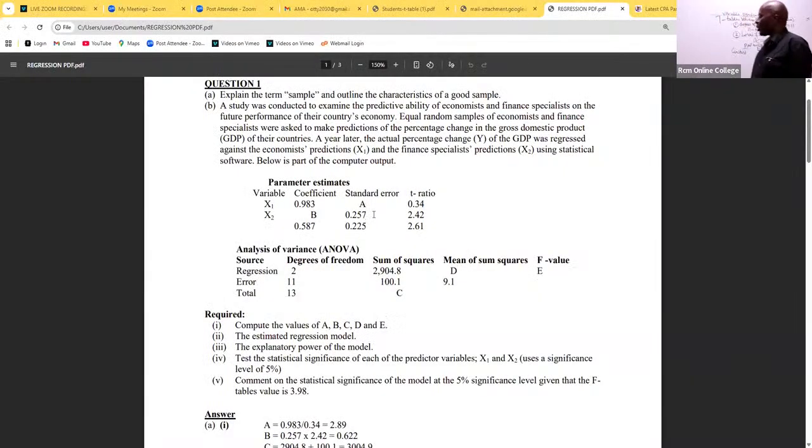Yeah. Remember the constant had a t ratio of 0.34. So here we have 0.34. That is our A. And then our x1 has 2.42, and then we have our x2. X2, ladies and gentlemen, has a t ratio of 2.61, t ratio.